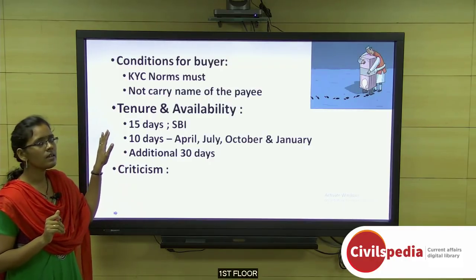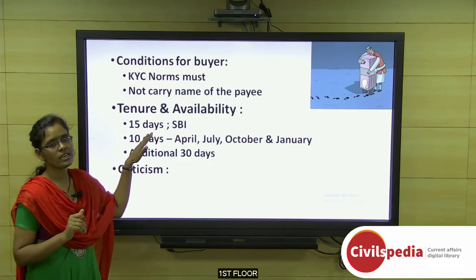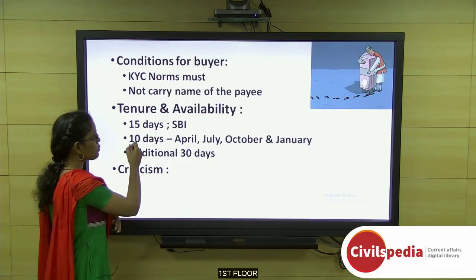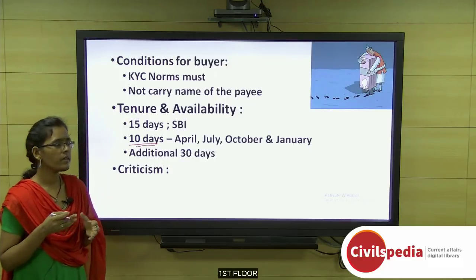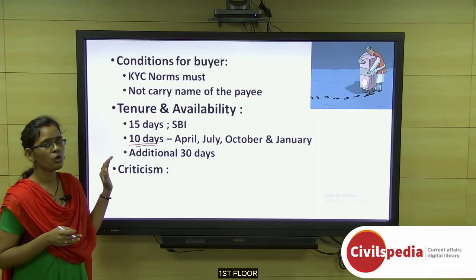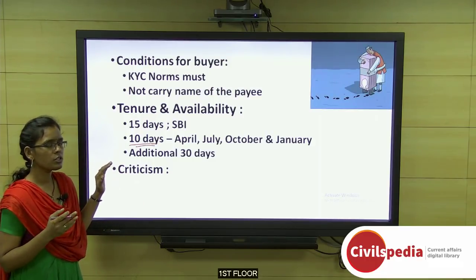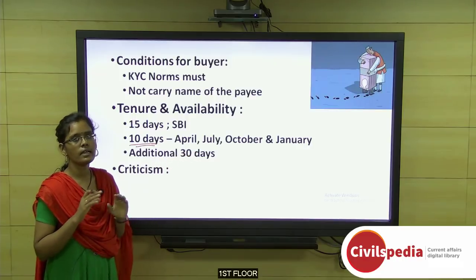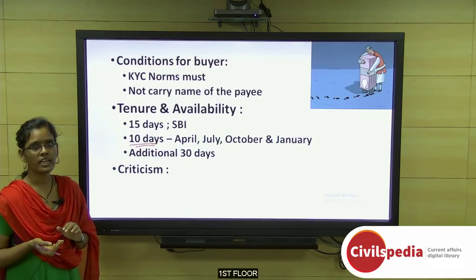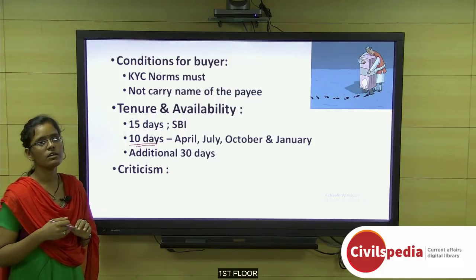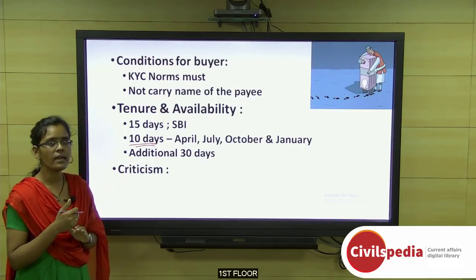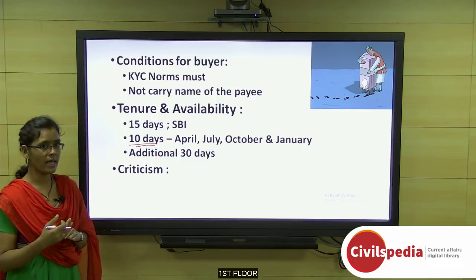And right now RBI has given power to SBI and its notified branches to issue electoral bonds. Only 10 days in the months of April, July, October and January will the RBI issue electoral bonds through SBI. Beyond that it will not issue. So for a total of 40 days in a year, electoral bonds will be issued. In case an election is upcoming, an additional 30 days will be allocated to issue the bond. And whatever bond is issued, it is valid for only 15 days from the date of issue.